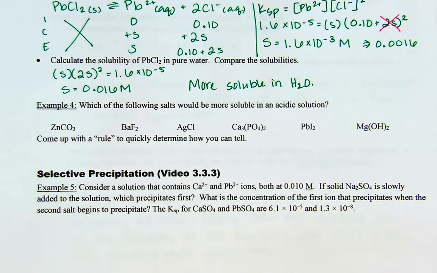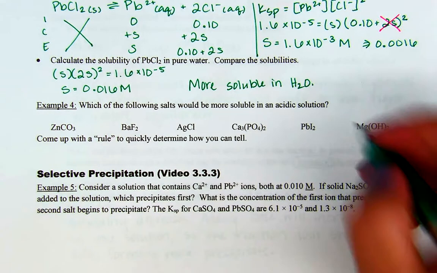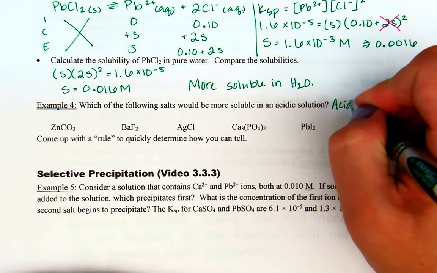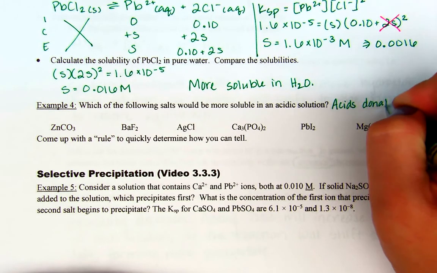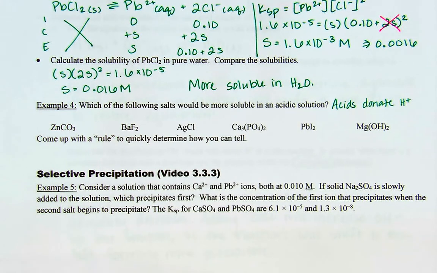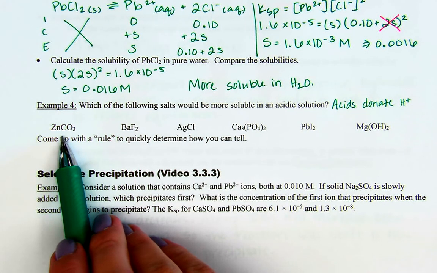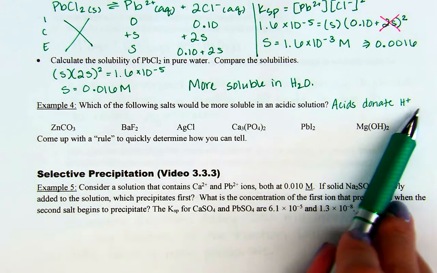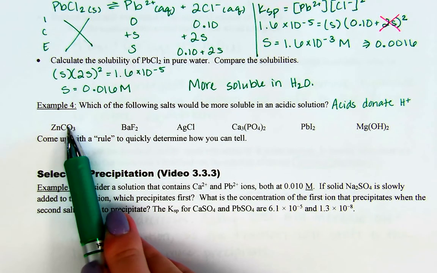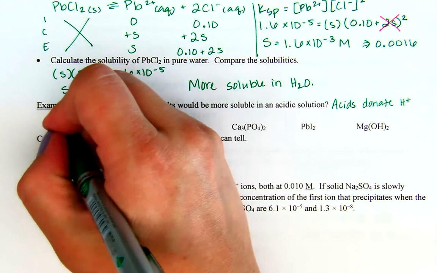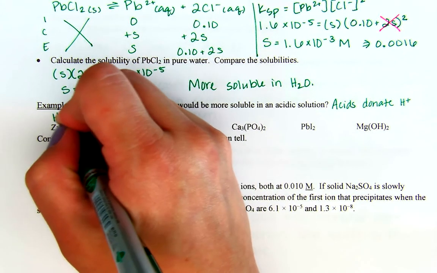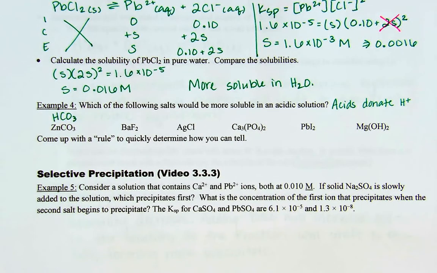Okay, example 4. Which of the following salts would be more soluble in an acidic solution? Now remember, acids donate H plus to solution, right? They donate H plus ions to solution. So here, if you added an acid to your zinc carbonate, the H plus isn't going to react with the zinc because it's going to be positively charged, but your carbonate is going to be negatively charged. So you're actually going to form some HCO3, some carbonic acid there.